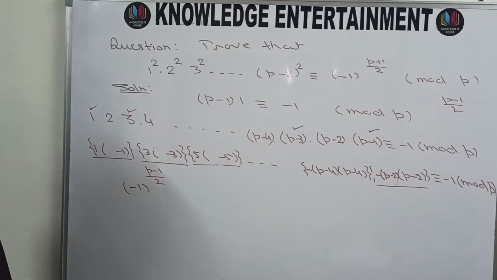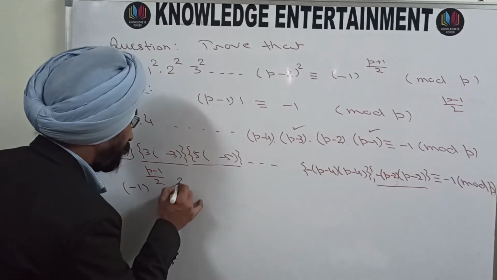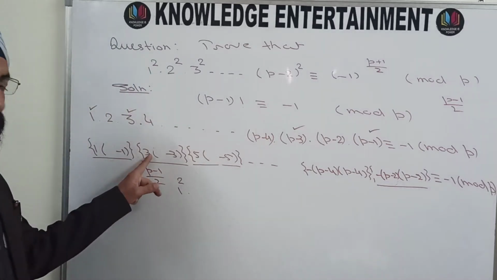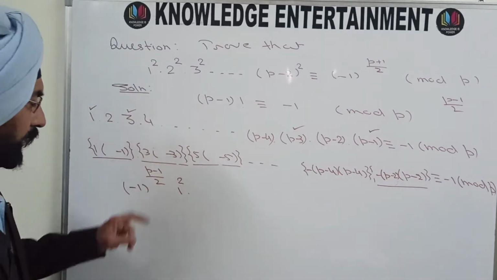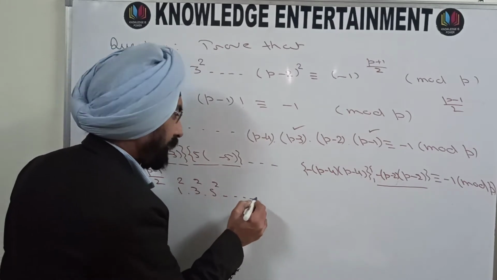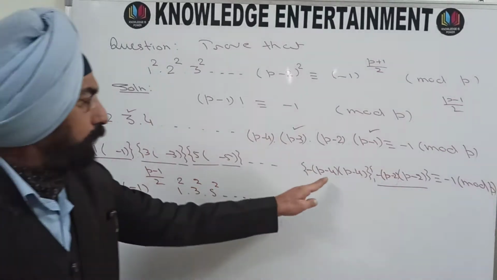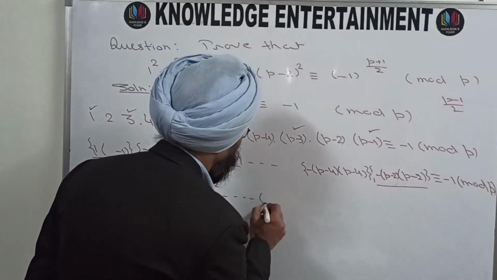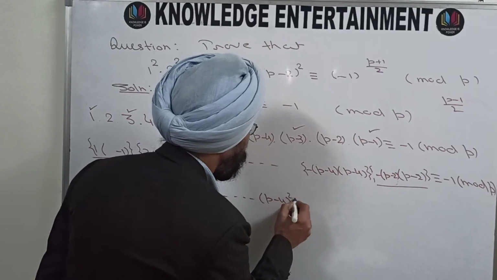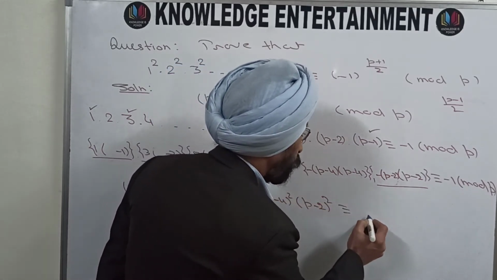And what you are left with now, look at, the first is 1 into 1, that means 1 square, into the second bracket 3 into 3, 3 square, 5 square, and so on. This minus is being counted here. So (P minus 4) into (P minus 4), (P minus 4) square, and similarly (P minus 2) square, is congruent to minus 1 modulo P.